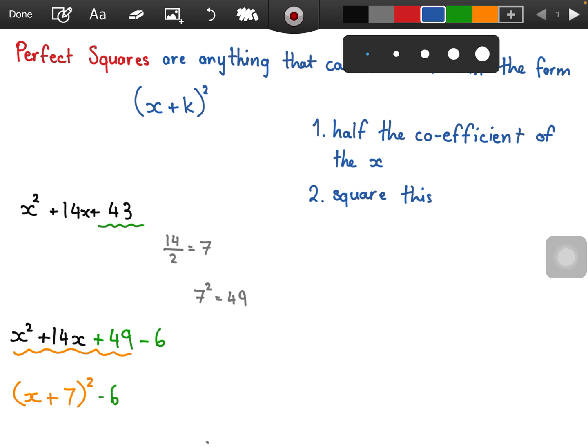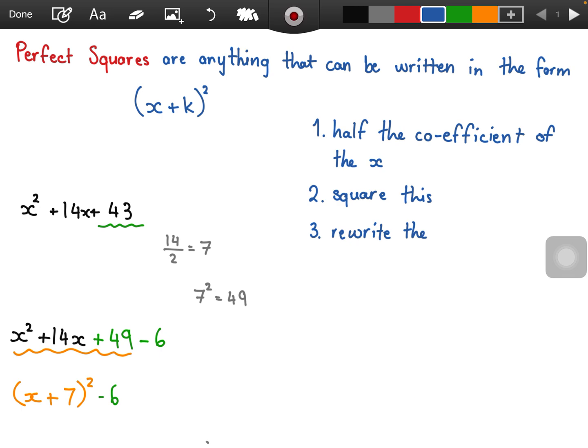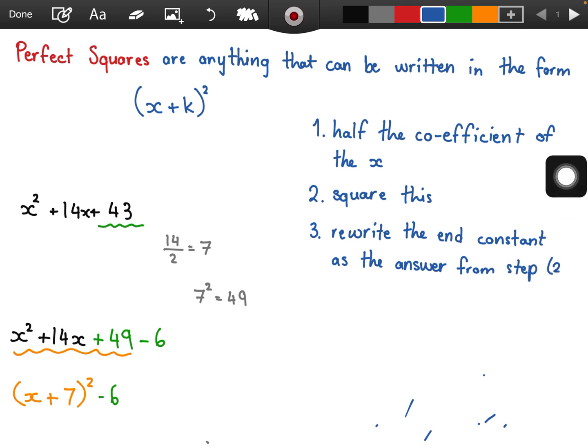So step 2, I'm going to say square this. Step 3, rewrite the end constant as the answer from step 2. Plus or minus change is needed.